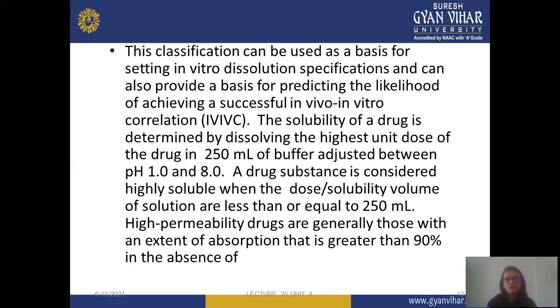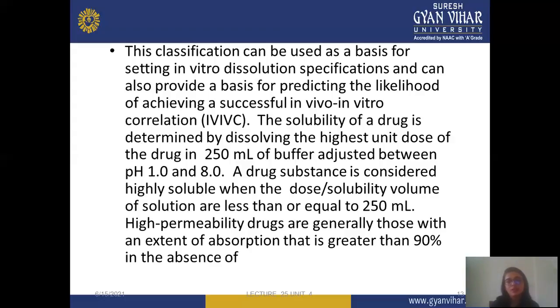The solubility of a drug is determined by dissolving the highest dose strength of the drug in 250 ml buffer adjusted between pH 1 to 8, and you can say that BCS classification is performed under the particular required pH condition. Mainly the pH condition is 1 to 8, and the volume of buffer taken is 250 ml. A drug substance is considered highly soluble when the volume of solution is less than or equal to 50 ml. In this, you calculate how much drug is dissolved into 50 ml.